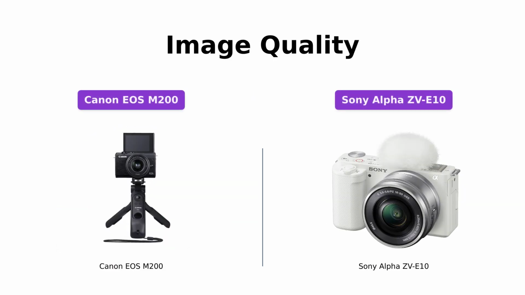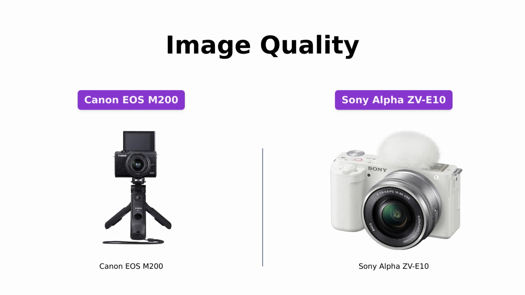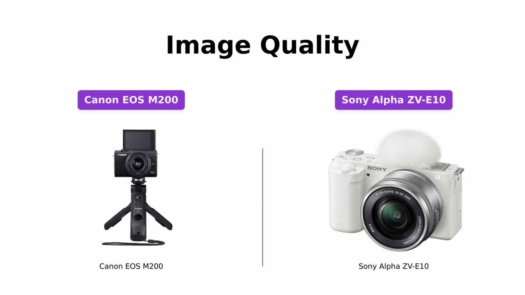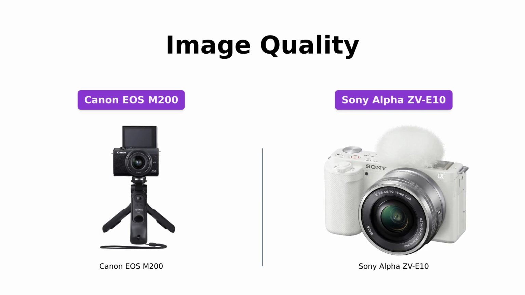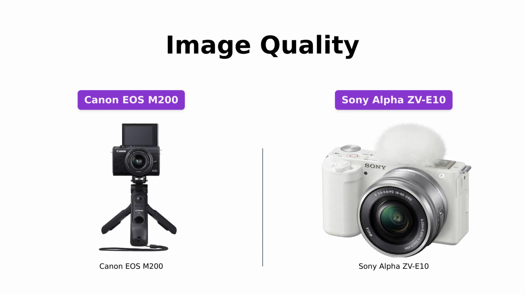When it comes to image quality, both cameras perform exceptionally well. The Canon EOS M200 features a 24.1 megapixel CMOS sensor, delivering sharp and detailed photos. On the other hand, the Sony Alpha ZV-E10 boasts a large 24.2 MP APS-C Exmor CMOS sensor, paired with the fast Bionz X processor. This combination ensures impressive image quality with excellent dynamic range and low noise levels.